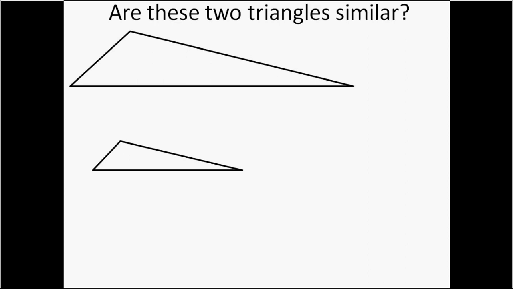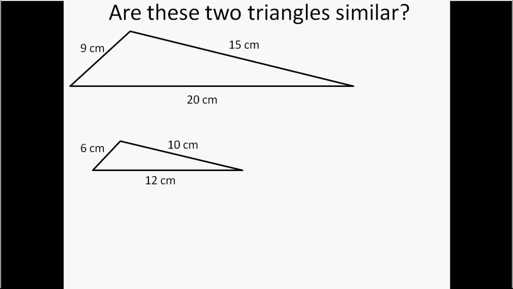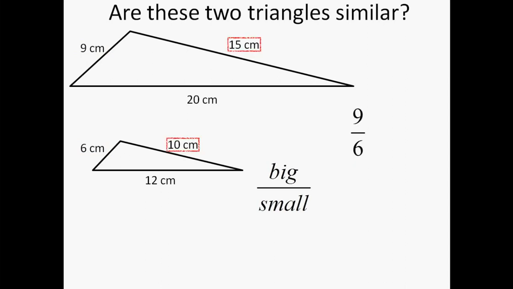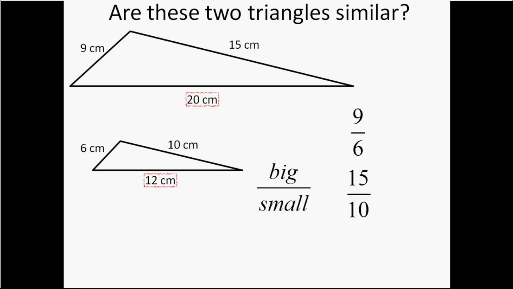Are these two triangles similar? Looking at them, they almost look like one is a mini version of the other, but let's look at some measurements here and see if all of the corresponding sides are proportional. We've got 9 to 6. Those are both the smallest sides of each triangle. We've got 15 to 10, and we've got 20 to 12. This time we're going to compare the big sides to the small sides. We'll look at 9 to 6, 15 to 10, and 20 to 12.